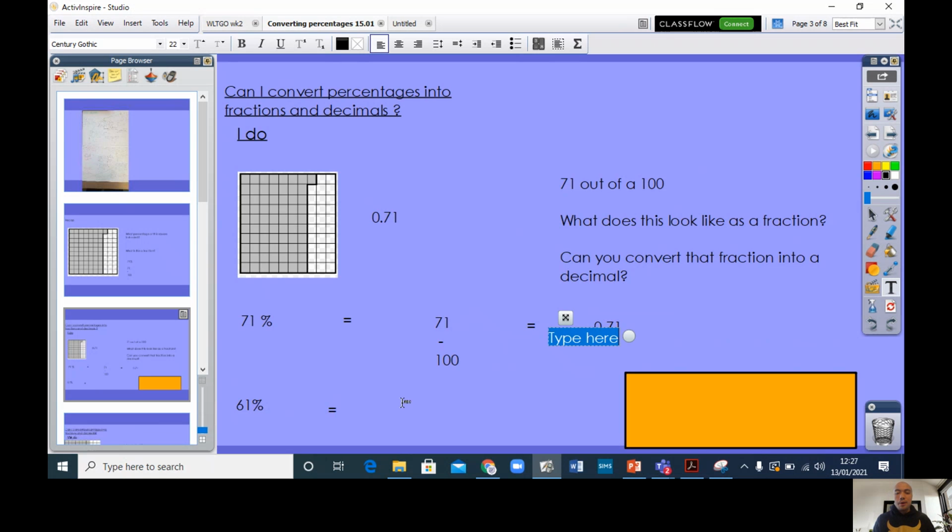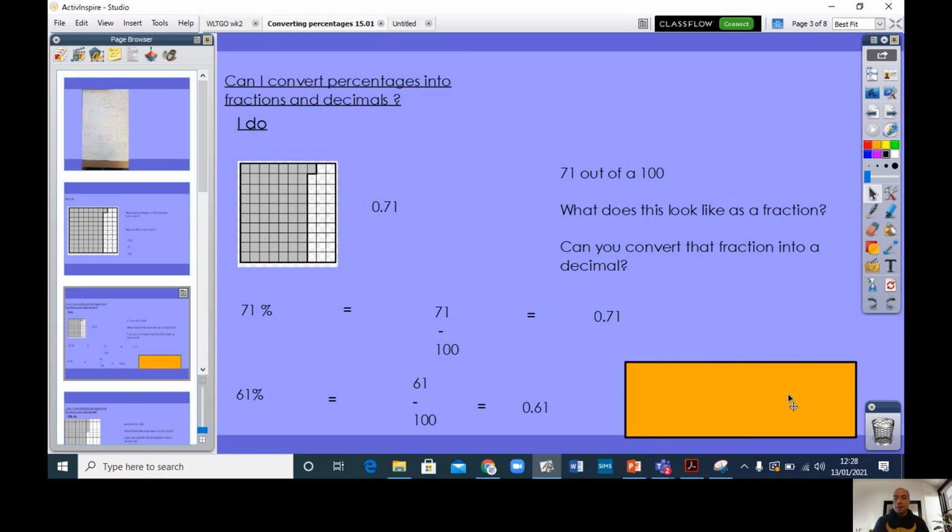Brilliant. So we've got 61%. We know percent is out of 100, so we've got 61 out of 100. That would be our fraction. And if we are looking at a decimal, we know that we are going into a hundredths column, so we've got 0.61. If you wanted to see if this was correct, you could simply do 61 divided by 100 equals 0.61. That would get you your answer. Hopefully you got that correct.